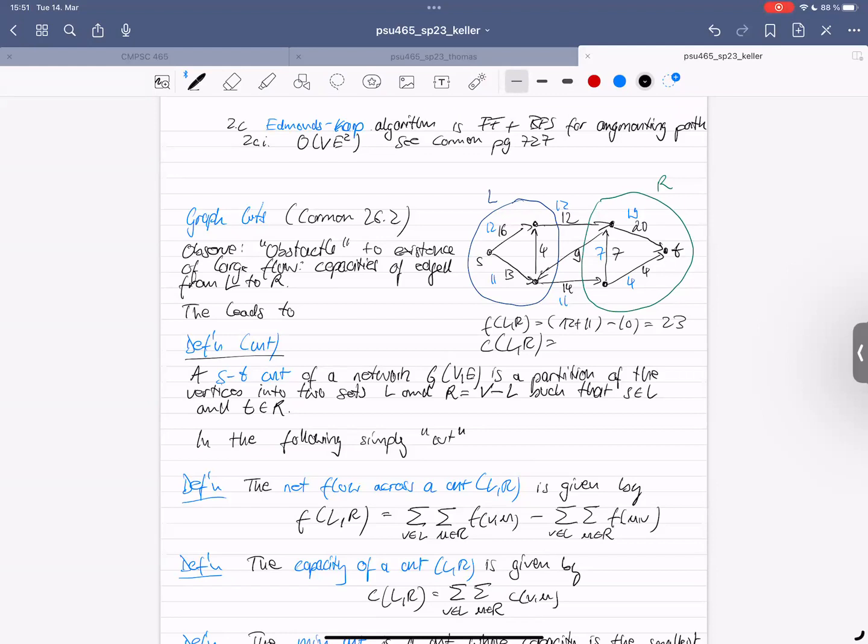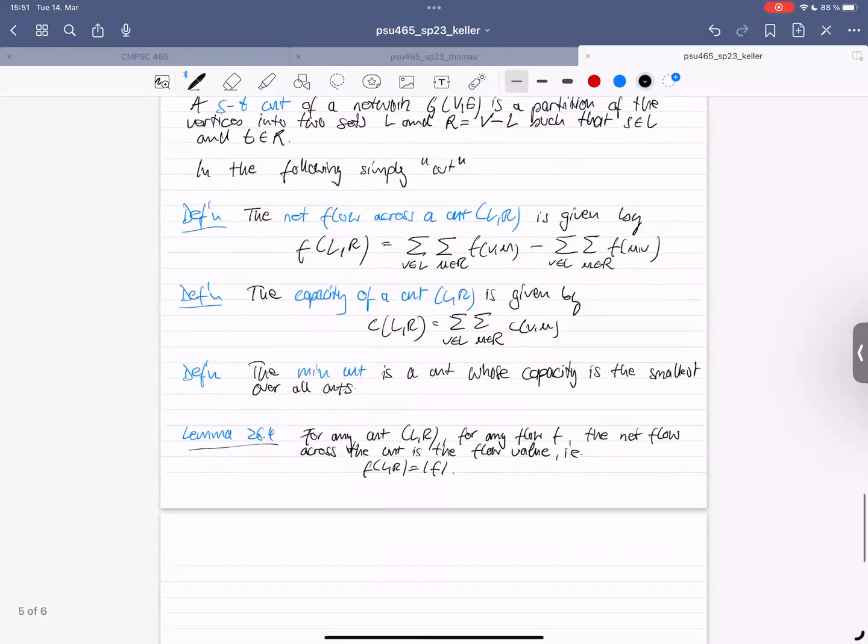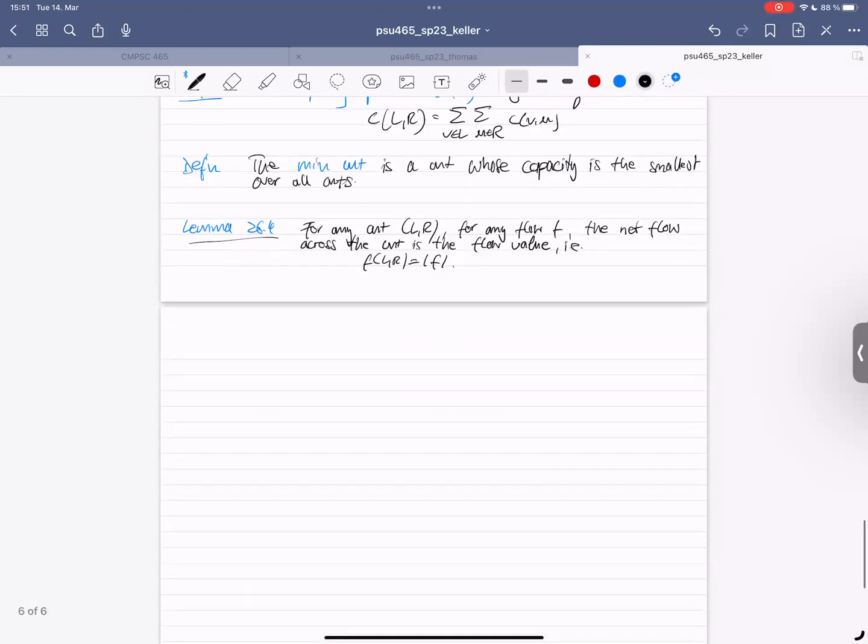Yeah, 26. It's 26 because you have two edges that go from left to right, and only those matter in terms of the definition of the capacity of a cut. The capacity of this one is 12 and the capacity of this one is 14. And therefore C of LR is simply 26. So 12 plus 14, 26. Okay.